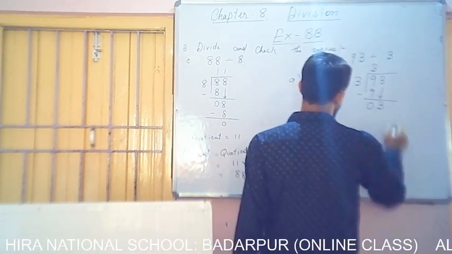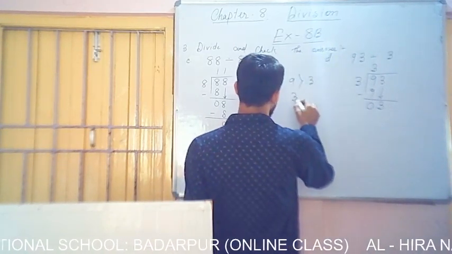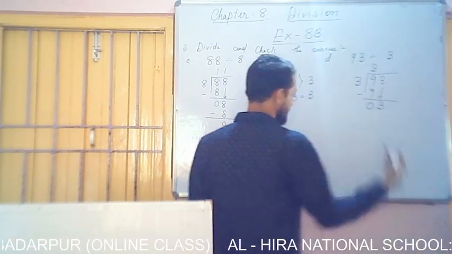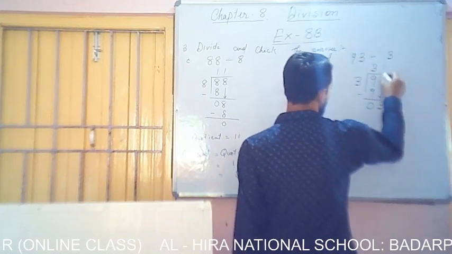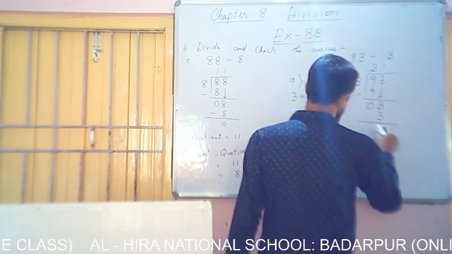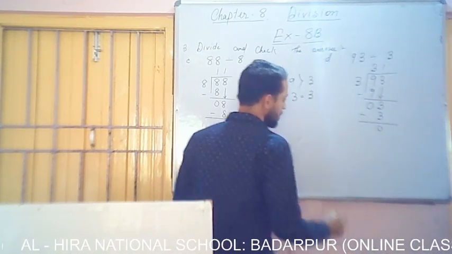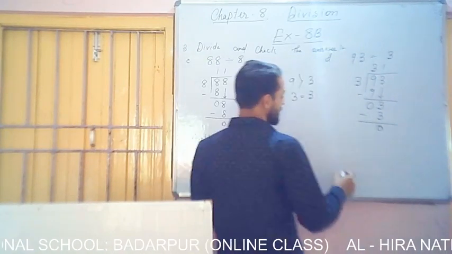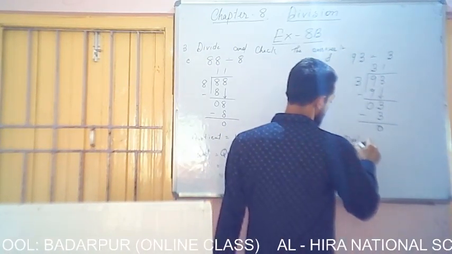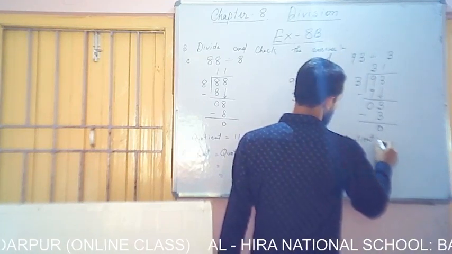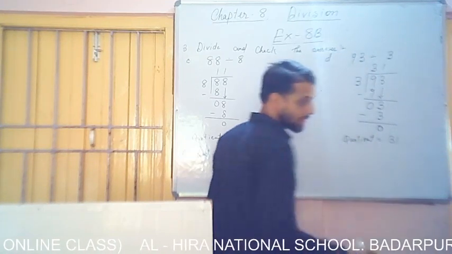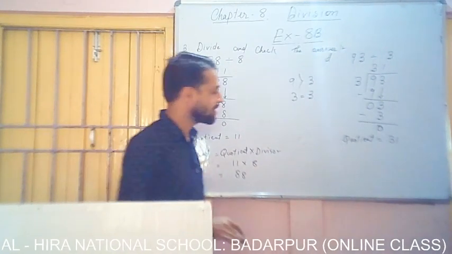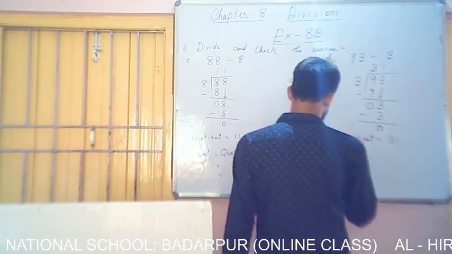Now we can see that 3 equals 3. Both the dividend and the divisor are equal. So 3 ones are 3. Again 3 minus 3 equals 0. Now we can see that the quotient is 31. Here we can see the quotient is 31.